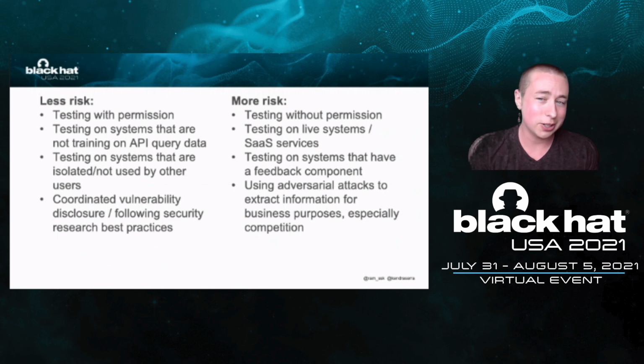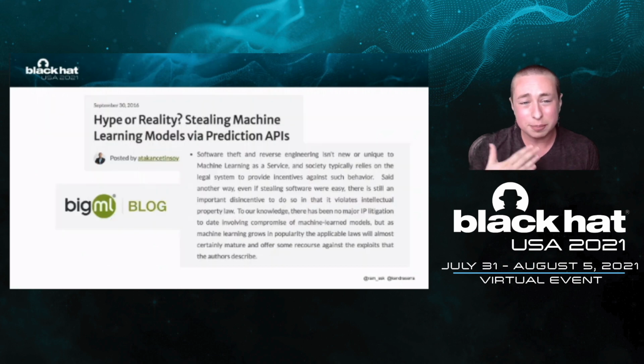Let's talk a little bit about my defenders. One thing that we noticed when we started doing this work is this belief that the law is what's going to save us all from adversarial machine learning attacks. So this is a blog post from 2016 from the BigML blog, where they say, "even if stealing software was easy, there's still an important disincentive to do so in that it violates intellectual property law." Well, that's true for some values of the word software. But the reality is that the law is not a perfect fit for all of the types of harms that might come from adversarial machine learning attacks.